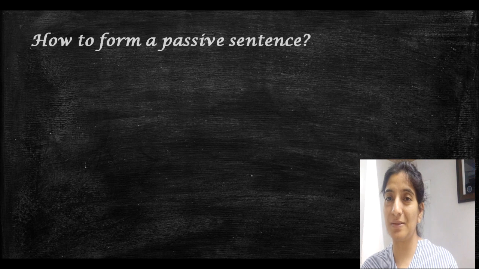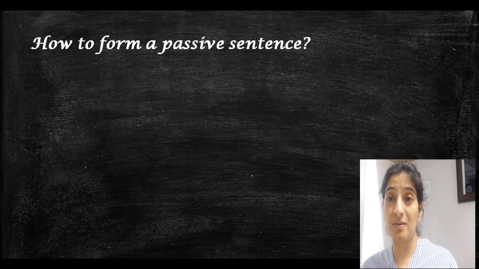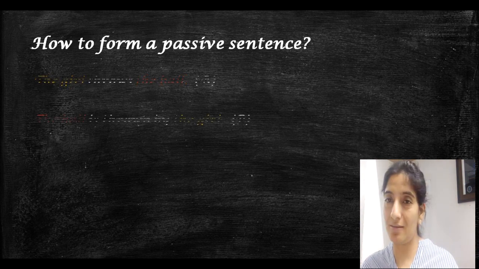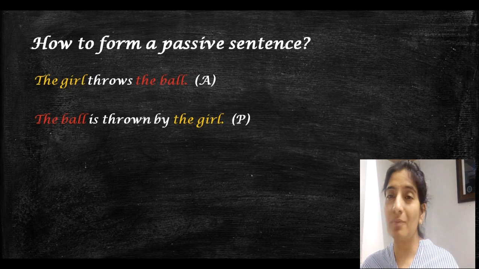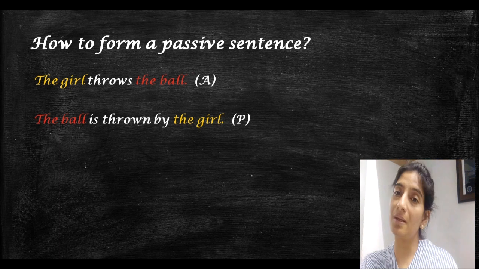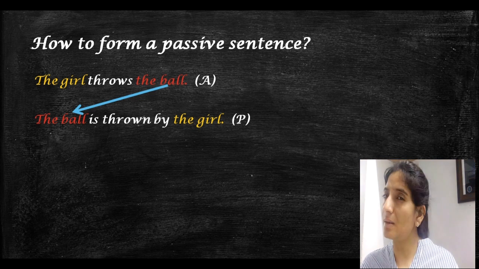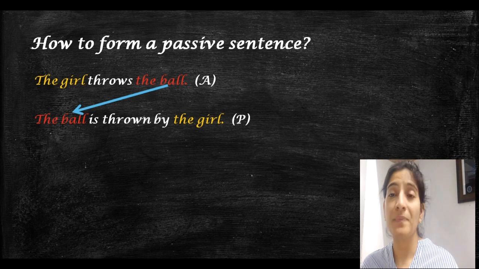So all these situations suggest the use of passive voice. Now it's time to understand how to form a passive sentence. So if my active sentence is the girl throws the ball, the passive will be the ball is thrown by the girl. The object of my active sentence becomes the subject of my passive sentence. And in the process of making an object a subject, we actually need to change a few things in our sentence. So are you ready to learn how to do that?